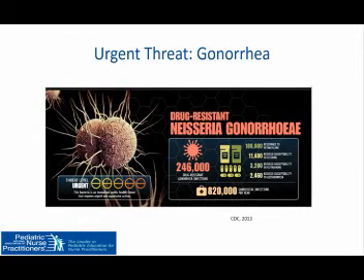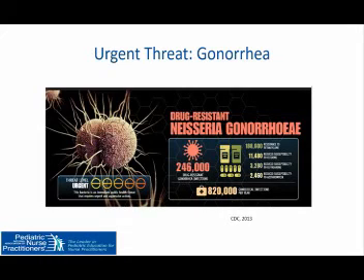Gonorrhea, drug-resistant gonorrhea. It used to be we could treat gonorrhea with pretty simple antibiotics. And it wasn't even that long ago that we could treat it with the fluoroquinolones. But the fluoroquinolones have been overprescribed so much that now it's not even recommended to use them anymore.